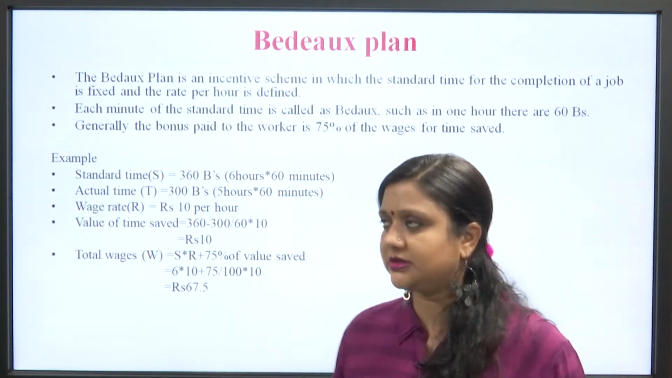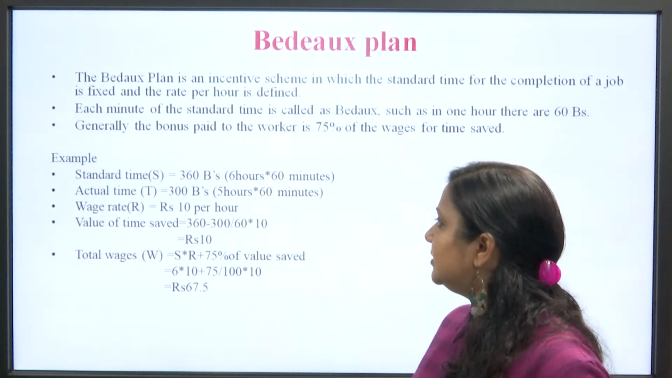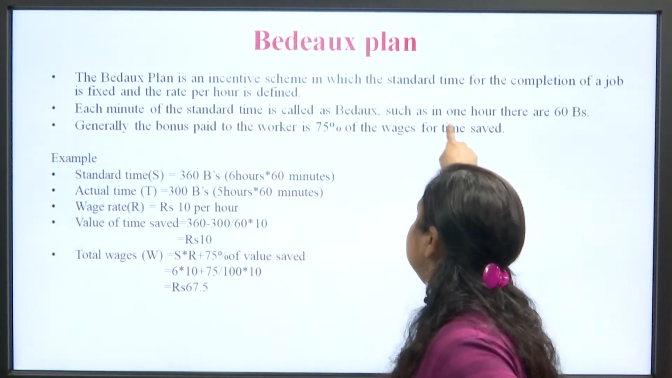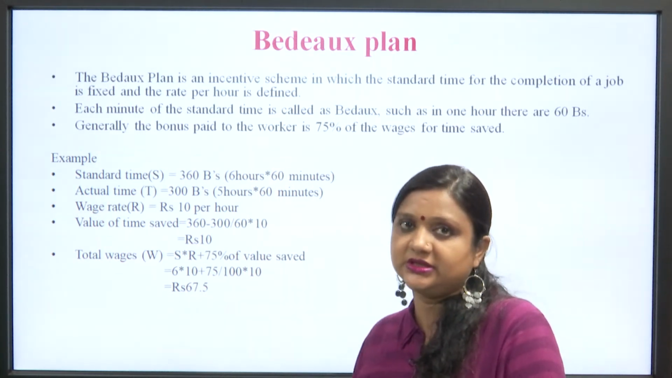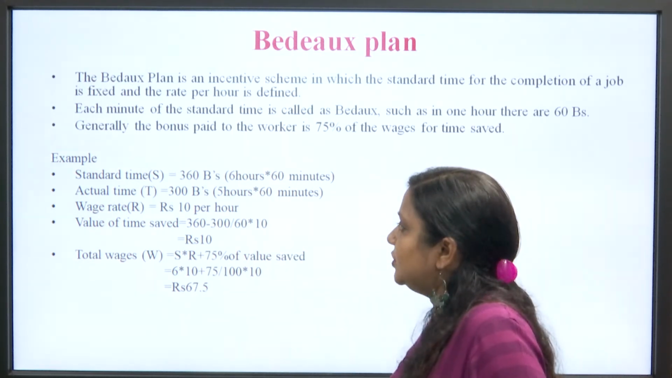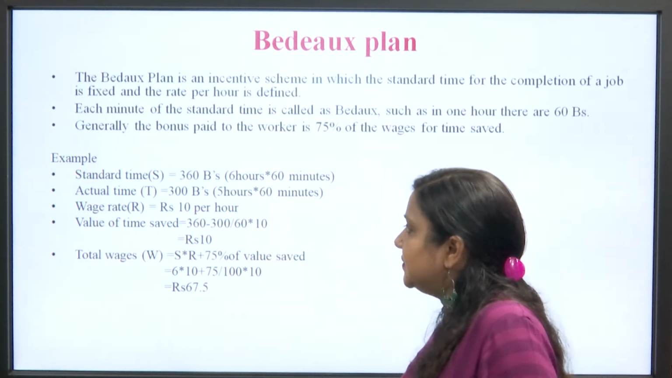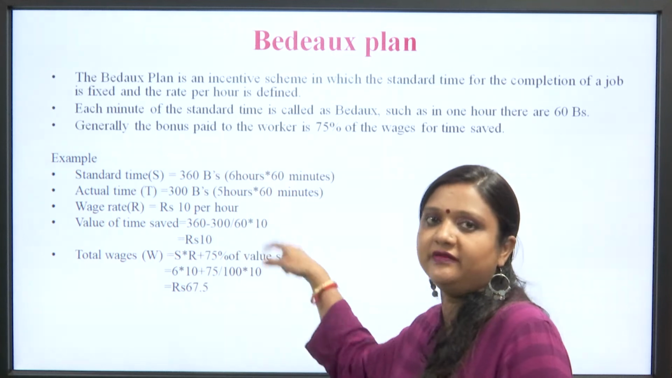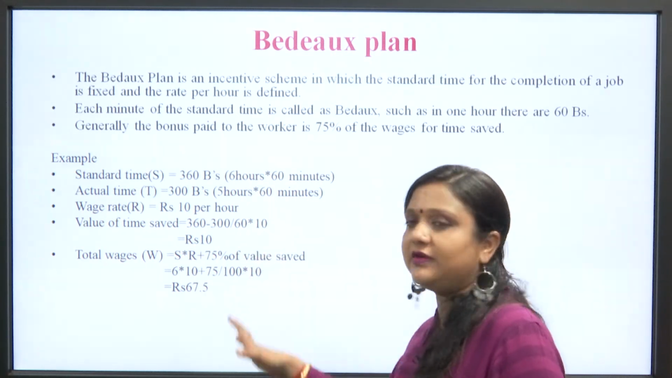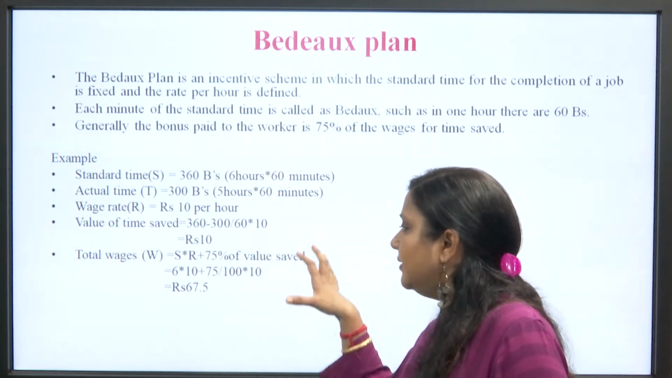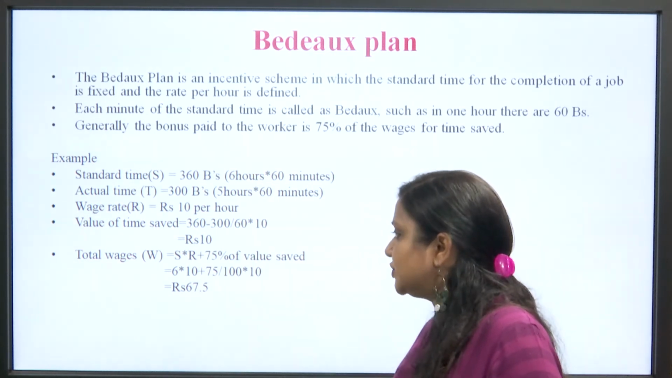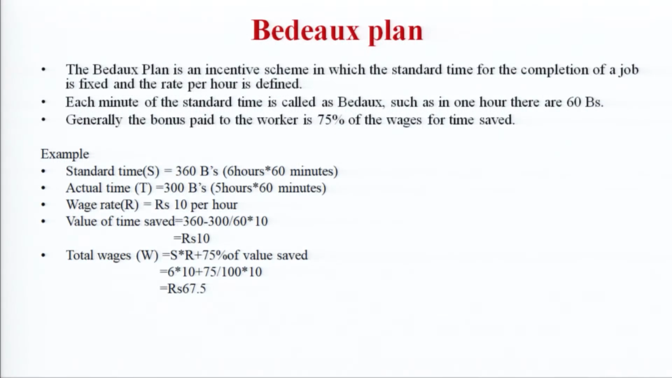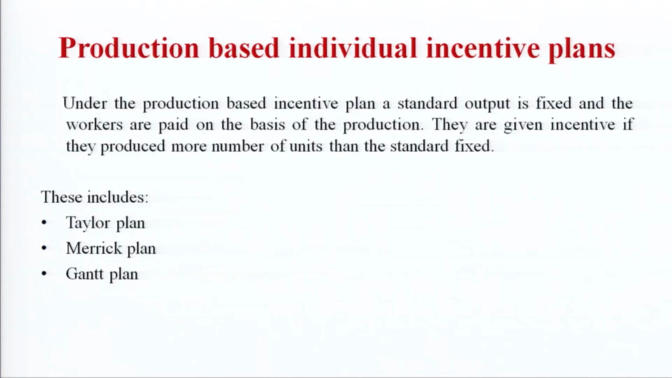Example: take standard time as 360 Bedeaux, means 6 hours, as you have seen that in 1 hour there are 60. So, 360 Bedeaux means 6 hours, actual time taken 300, wage rate 10 rupees per hour. So, value of time saved is how much? 360 minus 300 divided by 60 multiplied by 10. So, value of time saved is rupees 10. So, total wages by keeping all the values in the formula, 6 into 10 plus 75 by 100 multiplied by 10, total wages by using this particular plan is rupees 67.5.